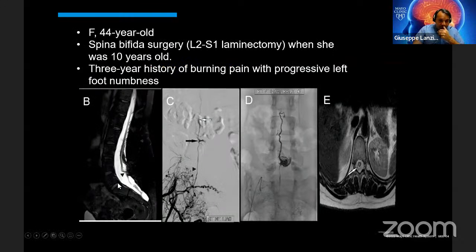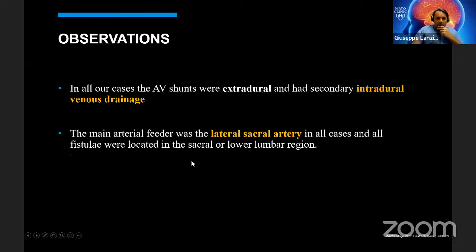So this is one of such a case. You can see tethered cord. And this is a direct AV shunt, and you can see here the feeding artery, small nidus, maybe a venous pouch, and then the retrograde vein.